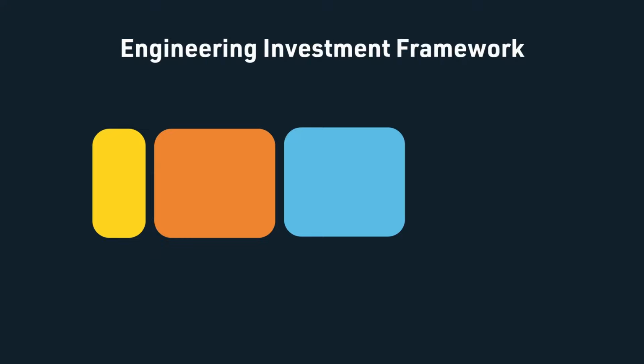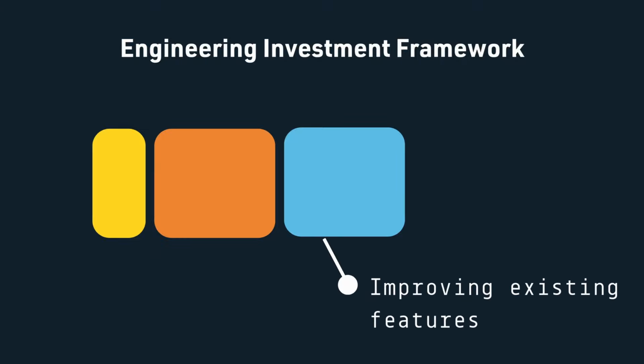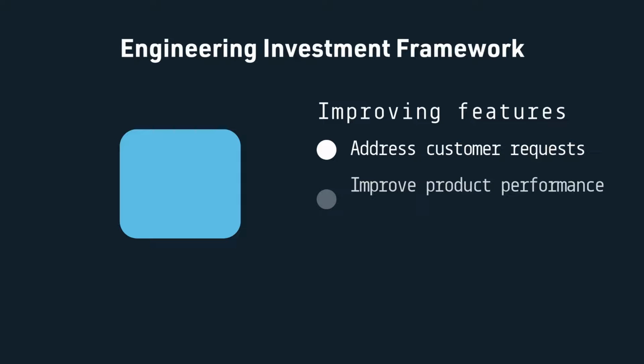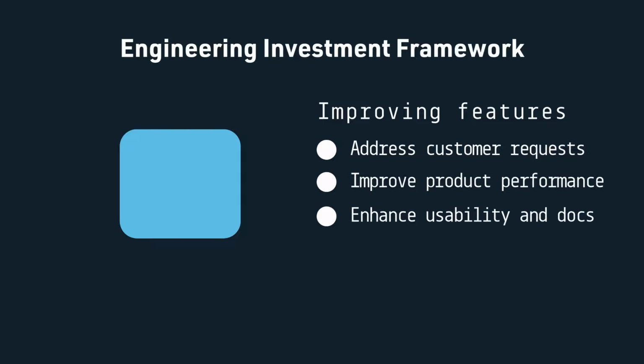And thirdly, let's discuss the improving existing features bucket. This bucket emphasizes enhancing current products to boost quality and customer satisfaction, a key factor in customer retention. Examples include addressing customer requests, improving product performance, enhancing usability, and also the documentation.